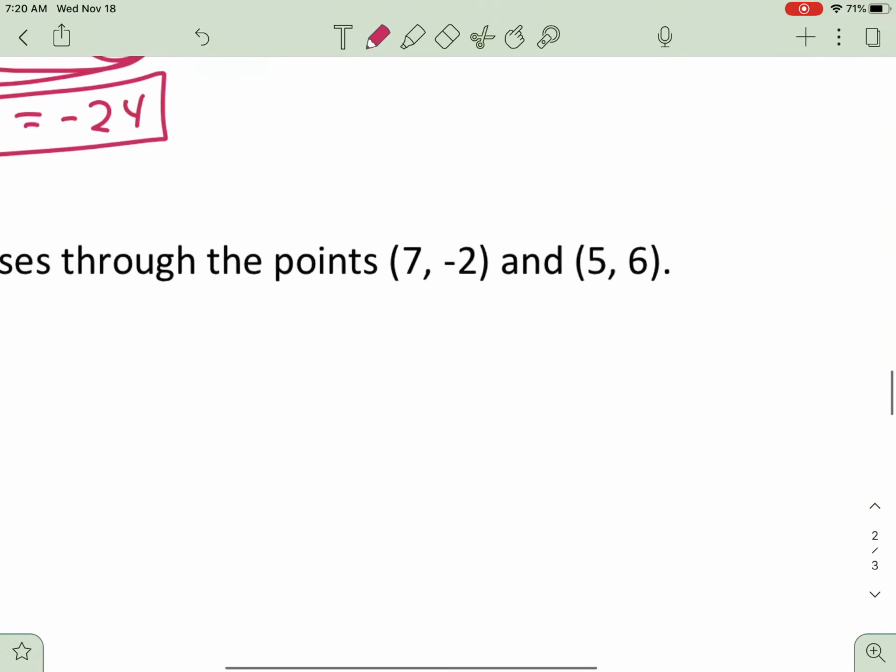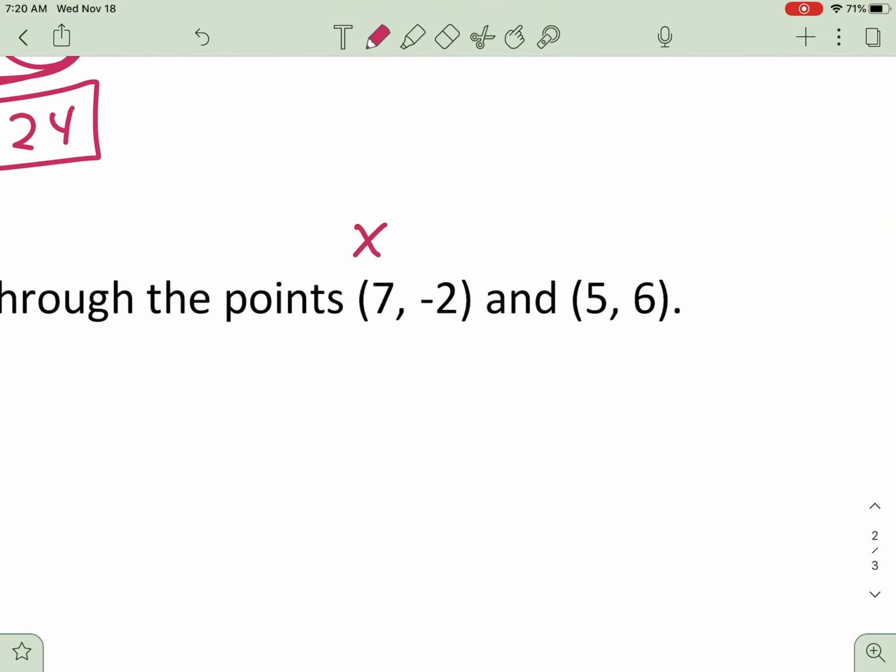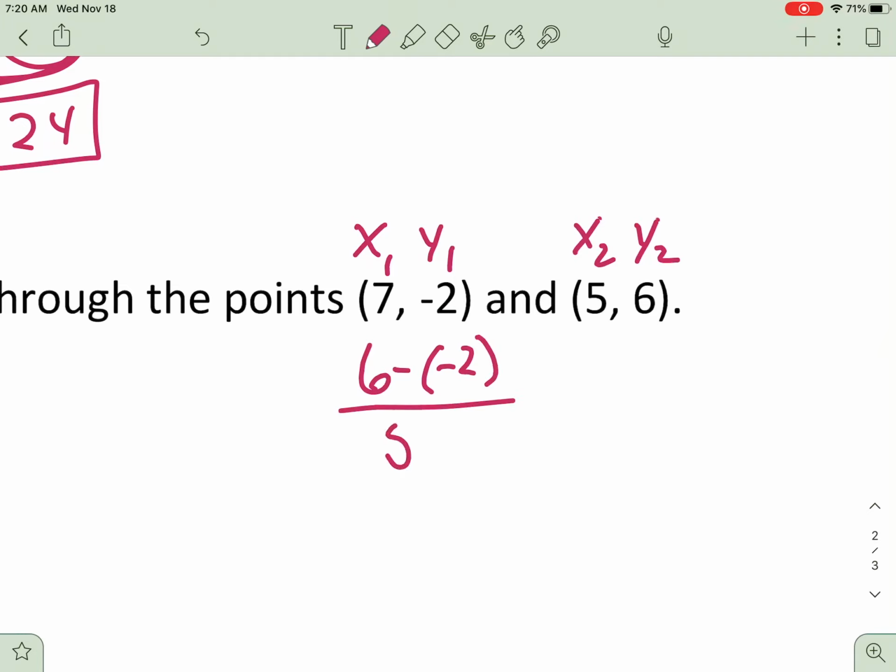All right, a line passes through the points 7, negative 2, and 5, 6. Well, this is like we did yesterday. Okay, you got to find the slope first. So y2 minus y1 over x2 minus x1. Okay, so this would actually turn into a positive. So it would be 8 over negative 2, which is the equivalent of negative 4.